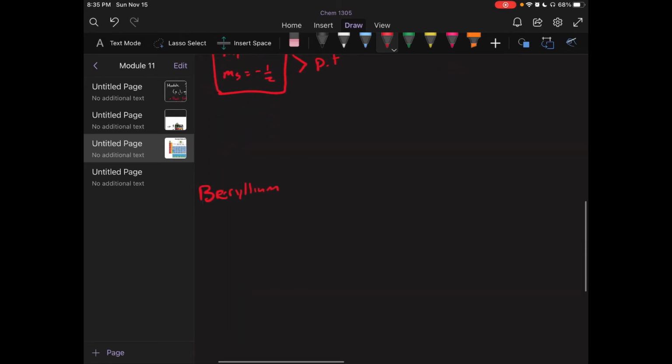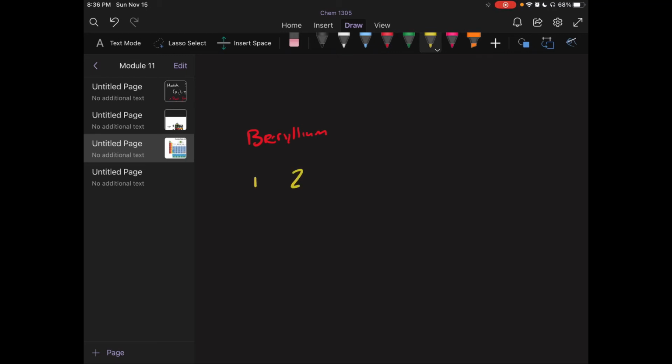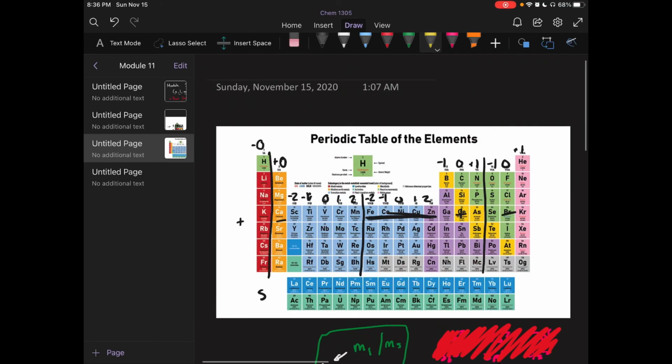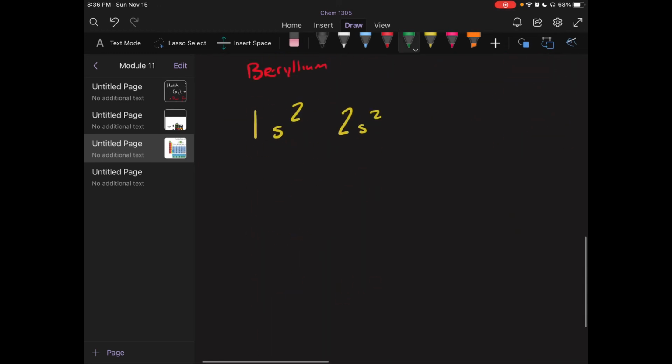Now, one last problem for you to try out, and I'll tell you the answer. Find the quantum numbers and the electronic configuration of ground state beryllium. Well, let's start with the electronic configuration. The electronic configuration is 1s2, 2s2. Remember, we're only considering this last part, the latter portion of it.